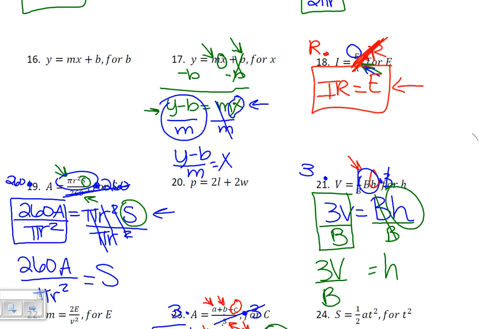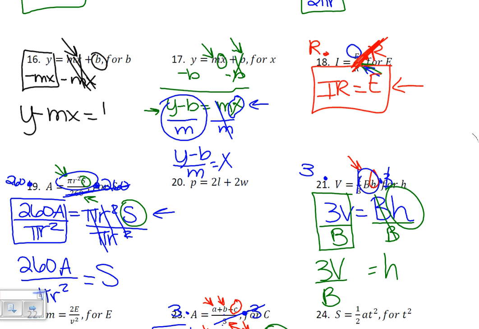Let's go back and do 16. Number 16 wanted me to solve for b, so I'm circling the letter. I'm looking to see what they did to b, and I'm going to undo it. What they did to b was they added mx. So the opposite of adding mx is to minus mx. I minus mx from this side, I minus mx from the other side. Those cancel. I don't know what this is, so I'm going to write down exactly what it says: y minus mx equals b. The b is by itself, so I know this is my answer.